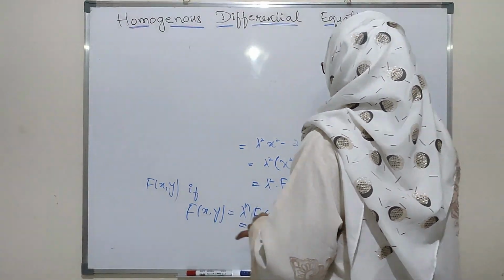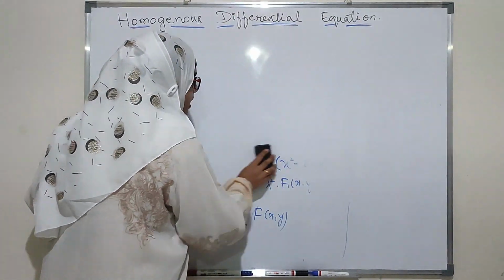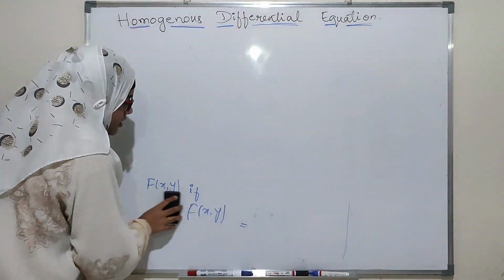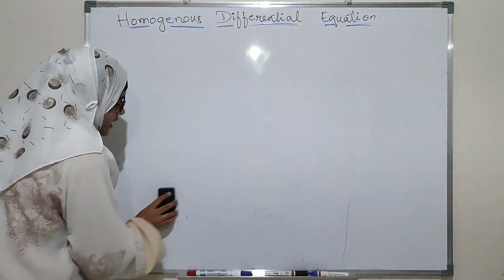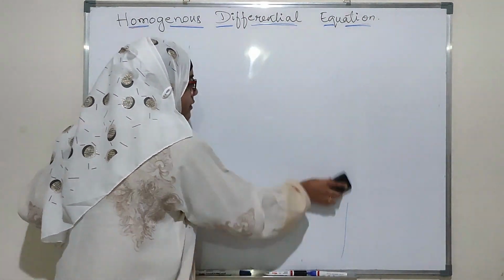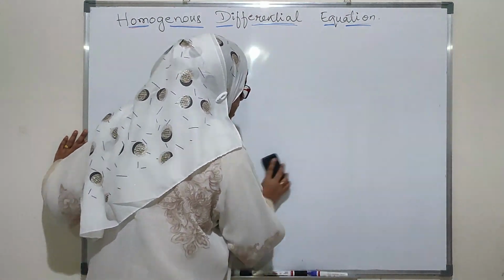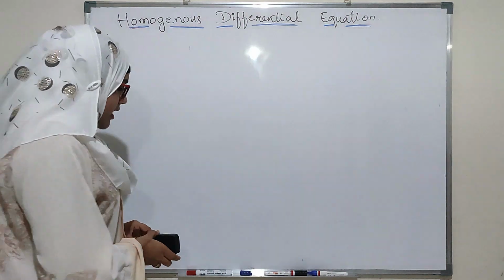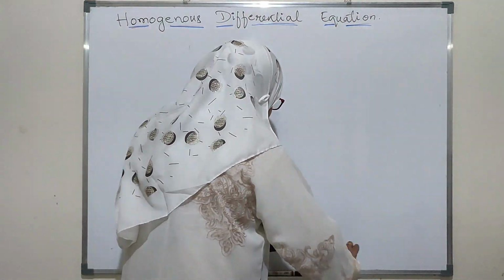We can check by adding the power, or by the power. We can check whether the given function is homogeneous by checking their powers. If they have the same power, we can say it is homogeneous, or we have another way: by lambda, replacing x and y by lambda x and lambda y respectively. Okay, now let's see the steps.